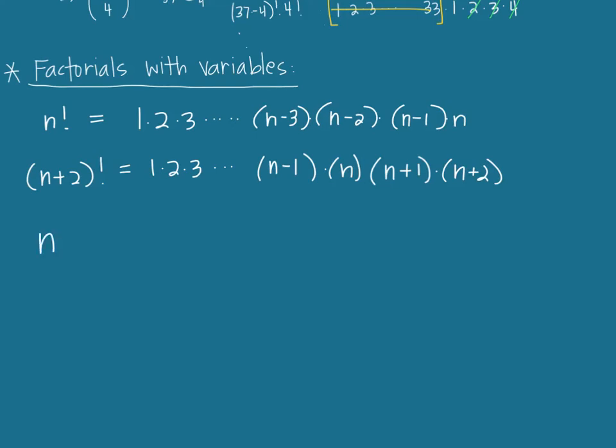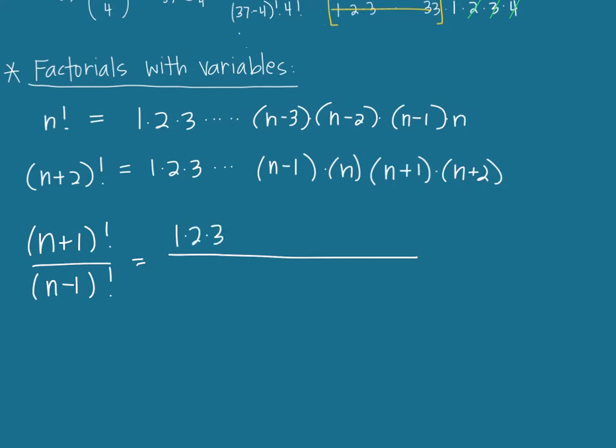So that allows you to evaluate and simplify some other kinds of examples. So perhaps you have n plus 1 factorial over n minus 1. And so you have to have an understanding of what that means. It means that the numerator starts with 1, 2, 3, and the numerator ends with n plus 1.